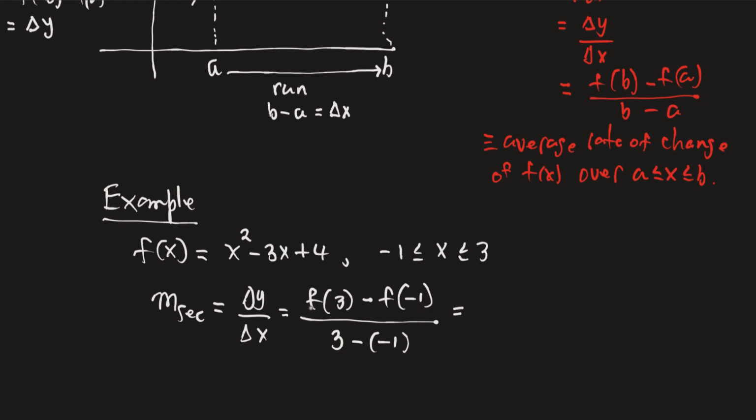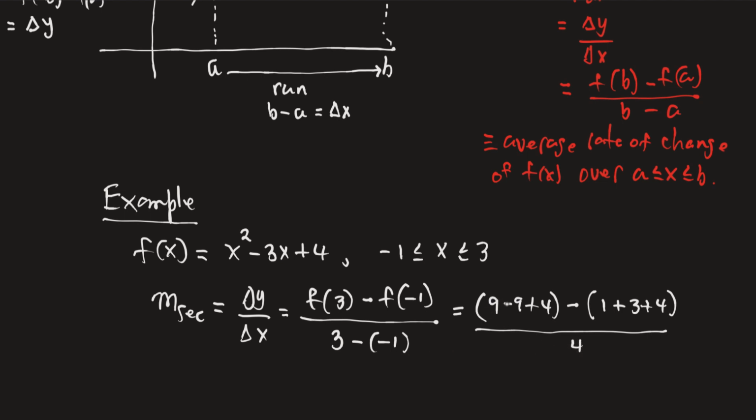So let's evaluate f of 3. So take 3, plug it into our parabola. What do we have? So we have 9 minus 9 plus 4. And then minus, let's repeat that process with a different x value. This x value being negative 1. So negative 1 squared, so we got 1. And then negative 3 times negative 1, that's a positive 3. And then plus 4, right? So that's the numerator. And in the denominator, we have 3 minus negative 1, that's 4.